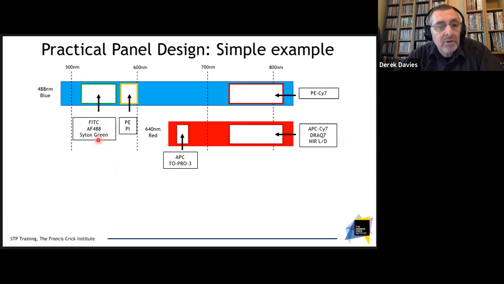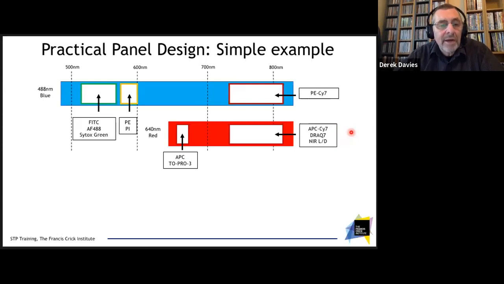I can measure Sytox green as a viability dye. Here I can measure PE for my antibody, PI for my viability. Here I can measure PE-Cy7 for my antibody. My red laser, I could use APC for my antibody staining and TO-PRO-3 as a viability dye. Or at the other end of the spectrum, I can use APC-Cy7 or equivalent for the antibody, and then either DRAQ7 or one of the near-infrared live-dead fixable dyes. So I know which fluorochromes I can measure where.